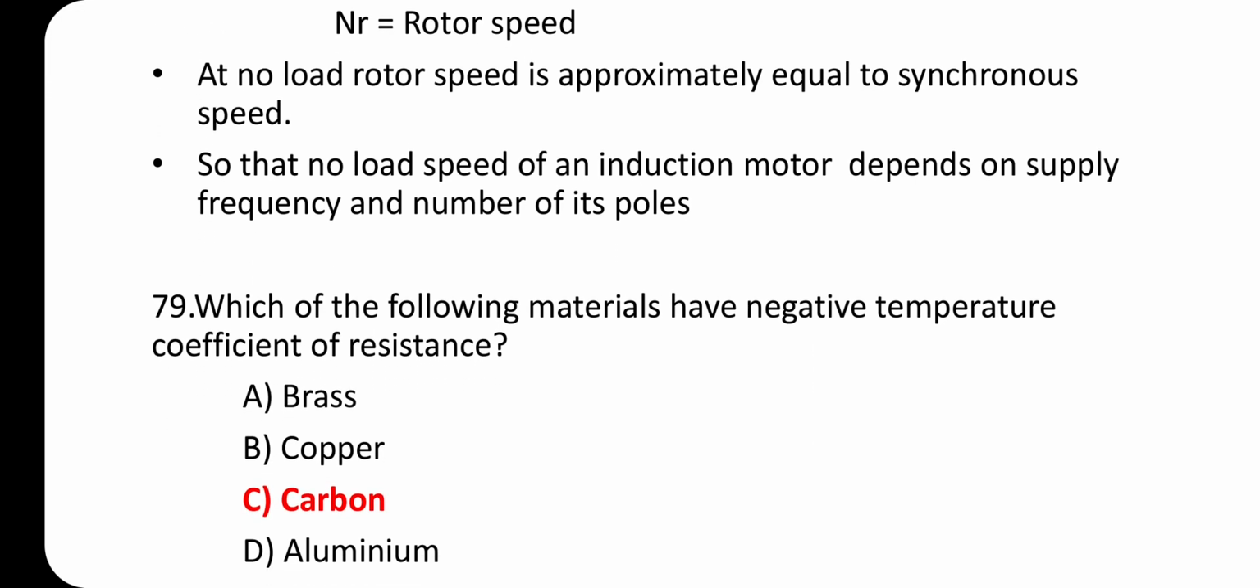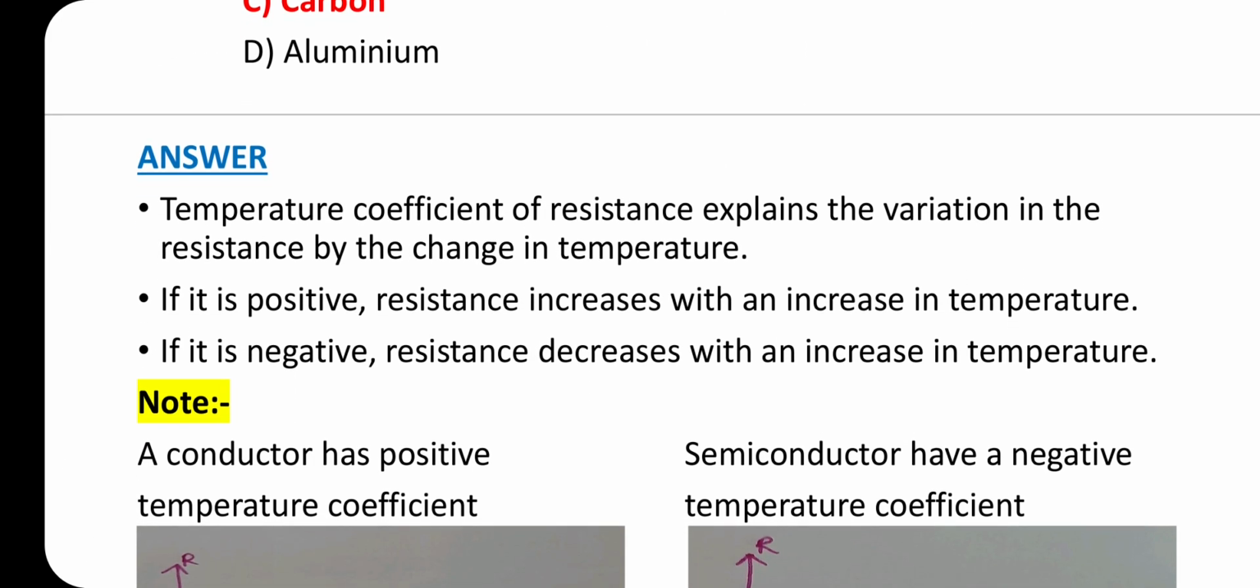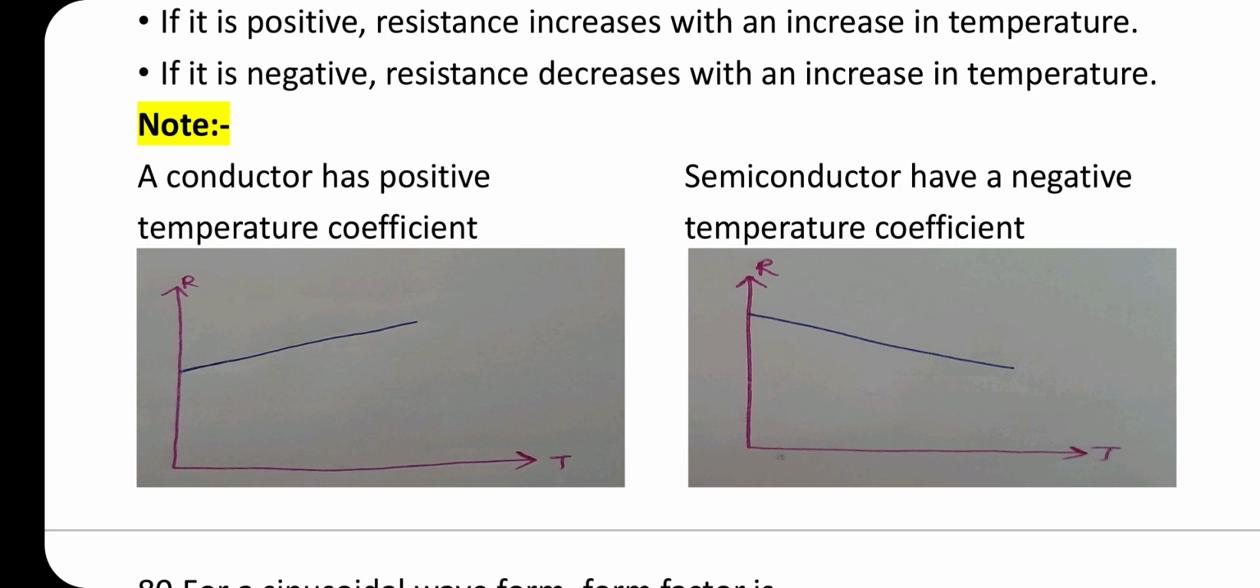Question number 79. Which of the following materials have negative temperature coefficient of resistance? Among the given options, carbon has a negative temperature coefficient of resistance. Temperature coefficient of resistance explains the variation in resistance with the change in temperature. If it is positive, resistance increases with an increase in temperature. If temperature coefficient of resistance is negative, resistance decreases with an increase in temperature. A conductor has a positive temperature coefficient, and the corresponding graph looks like this. A semiconductor has a negative temperature coefficient, and the corresponding graph of a semiconductor is like this.